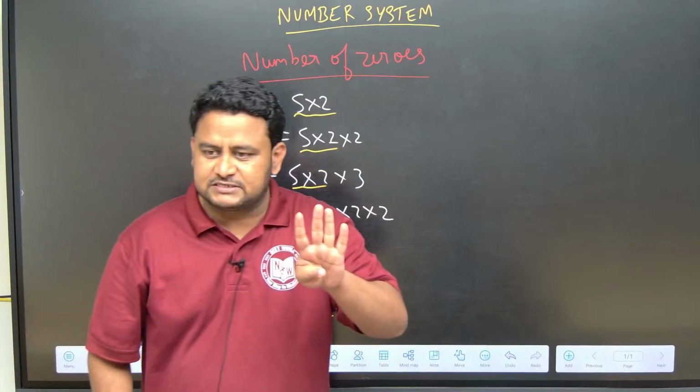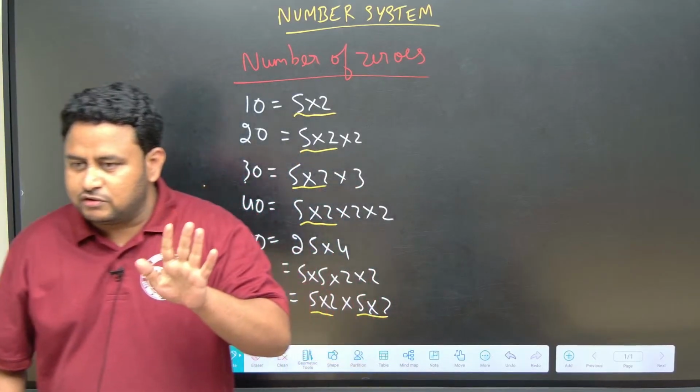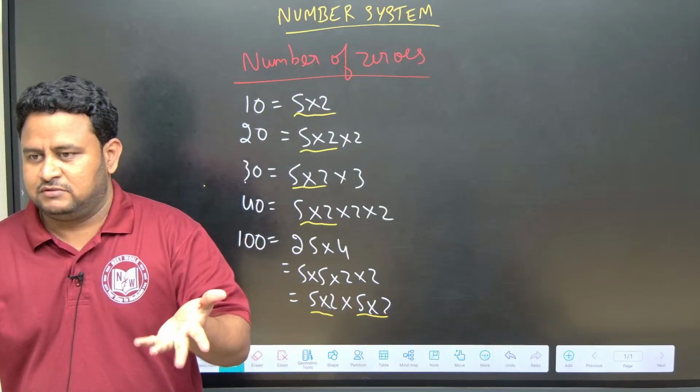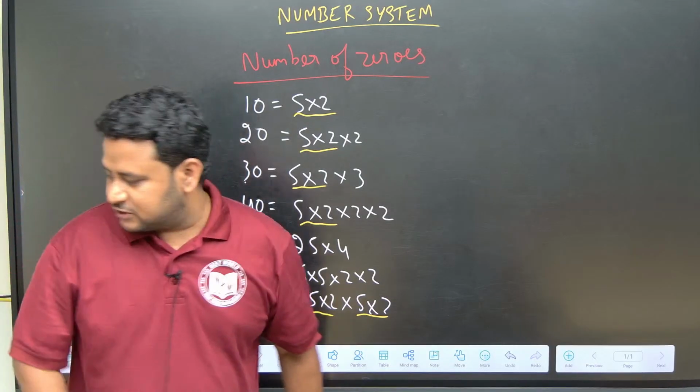5 into 2, 4 pairs, we will get 4 zeros. 5 into 2, 5 pairs, we will get 5 zeros. Like that, suppose I give a question.